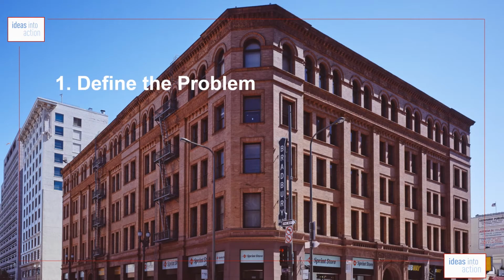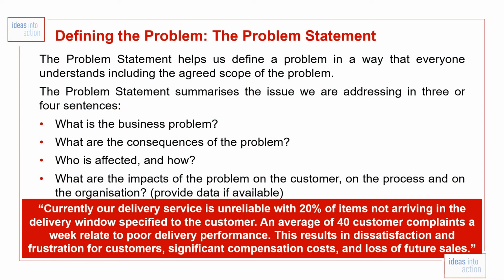And the first step is to define the problem. And my approach to defining the problem is to use the problem statement. The problem statement helps us define a problem in a way that everyone understands and includes the agreed scope of the problem. The problem statement summarizes the issue that we're addressing in three or four sentences to answer the following questions. What is the business problem? What are the consequences of the problem? Who is affected and how? What are the impacts of the problem on the customer, on the process, and on the organization? And we should provide data for those impacts if possible.